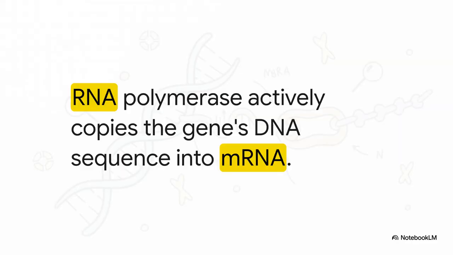See that enzyme labeled RNA polymerase? It's literally unzipping the DNA double helix. As it moves along the sequence, it reads the gene and builds a single contrasting strand of messenger RNA, or mRNA. Look closely at the labels. Notice how the new RNA strand uses uracil instead of the thymine we saw in DNA. The genetic message is actively being copied right before our eyes.